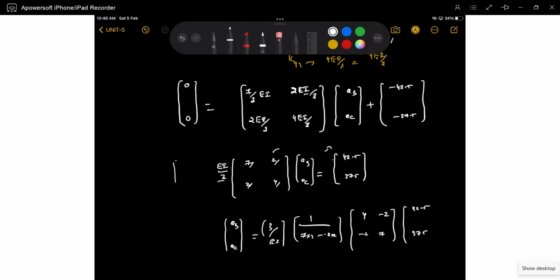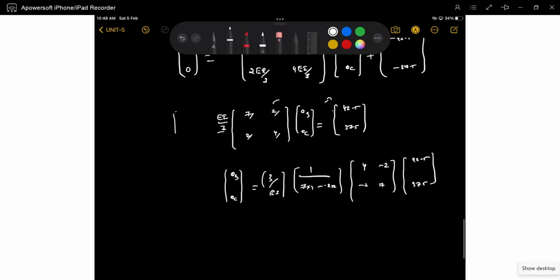42.5, 37.5. Otherwise, two equations, two unknowns. You can solve it. Otherwise, I will explain in a matrix form only. Now you can multiply with this factor. This is a scalar quantity. Multiply with this and multiply with this, and you can get theta B and theta C.